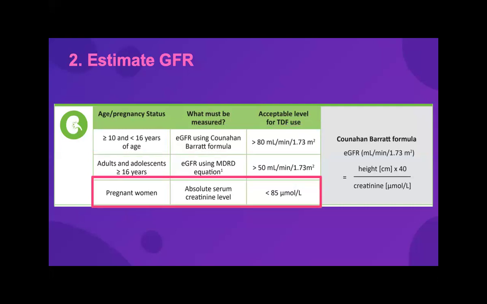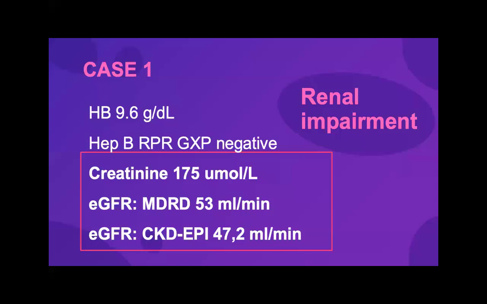And then lastly, in pregnant women, we should be using the absolute creatinine level instead of the eGFR because pregnancy itself can lead to an increase in eGFR. So now back to our case, what could be causing this renal impairment? The first question that we should be asking is, is this acute kidney injury or could this be chronic kidney disease?